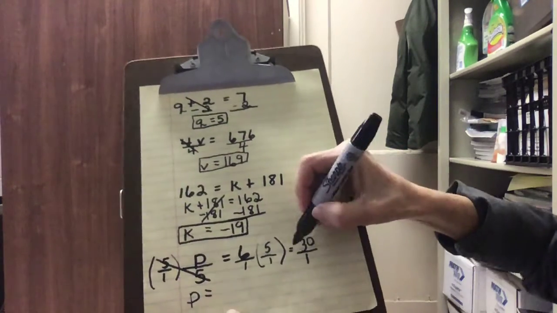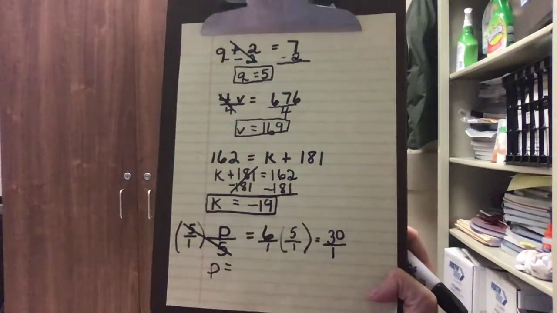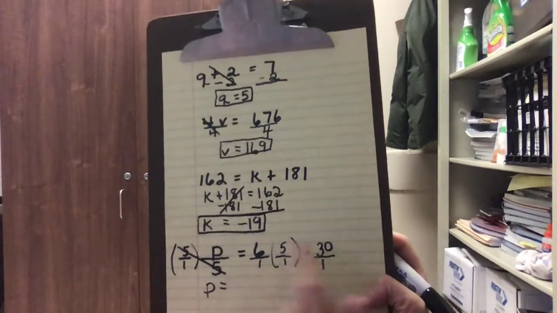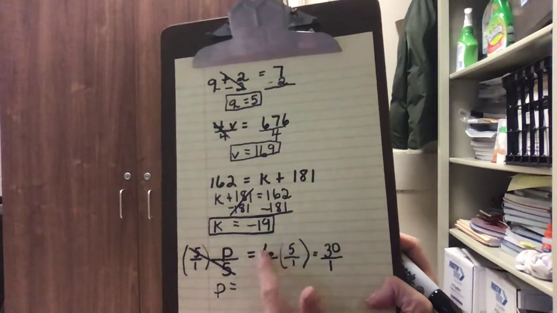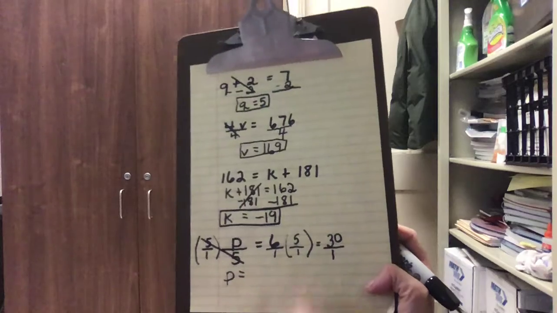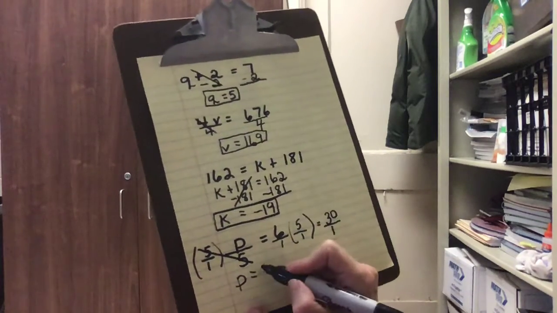Okay, now we are in 8th grade and this is algebra. So I showed you that extra step, but really you would not do all of those steps. You would just go ahead and multiply across. 6 times 5 is 30, and p would equal 30.